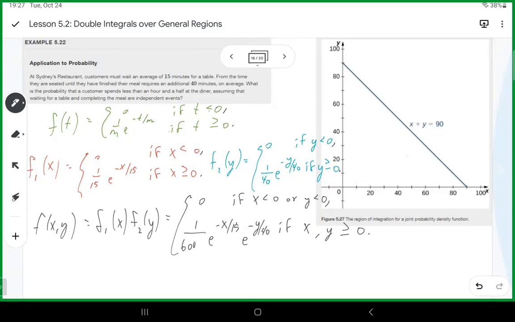In terms of geometry, it means that the region D is in the first quadrant, bounded by the line x plus y equal to 90. So you can kind of see that. Hence, the probability that x comma y is in the region would look like this. So this is basically what our end goal is. We're looking for the probability of x plus y greater than or equal to 90.